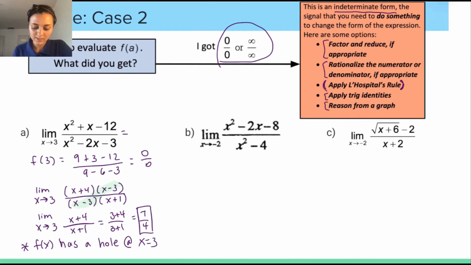B looks like something I can factor as well. I mean, we could always check to see if we can plug in. If I plug in -2, I get 4 plus 4 minus 8 over 4 minus 4. That's 0 over 0. That's an indeterminate form. So I know plugging in didn't work, so let's try factoring.